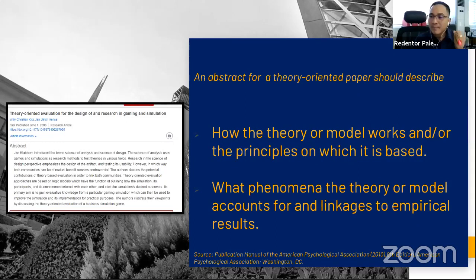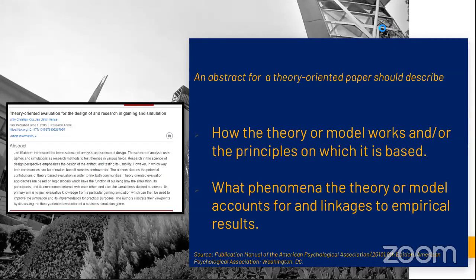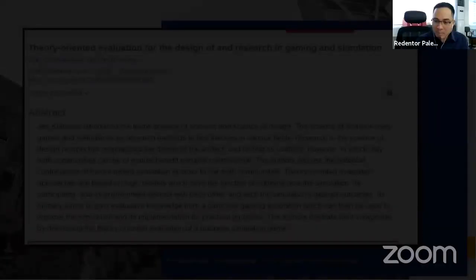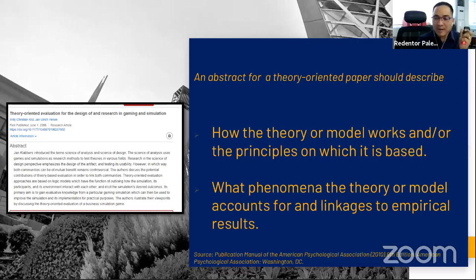So here is an example given. What phenomena the theory or model accounts for, linkages to empirical results. Take note of that. Another thing that we need to consider here, if your paper is a theory-oriented paper, is what phenomena the theory or model accounts for. Sorry for that. So here is an example of the theory-oriented evaluation for the design of the research. You can take note of the phenomena presented, what phenomena the theory or model accounts for, and linkages to empirical results.